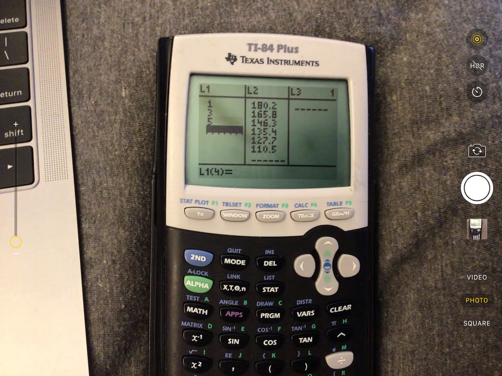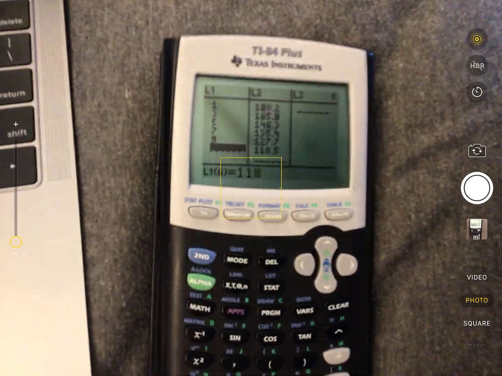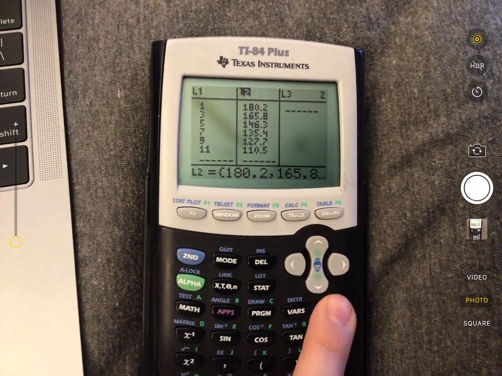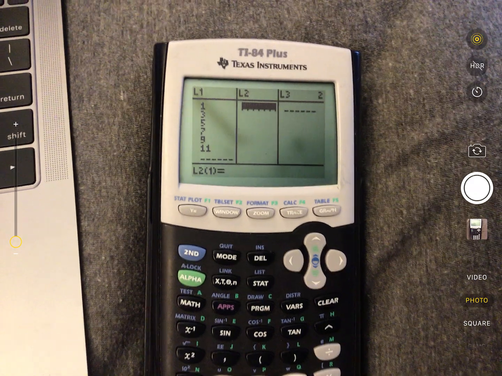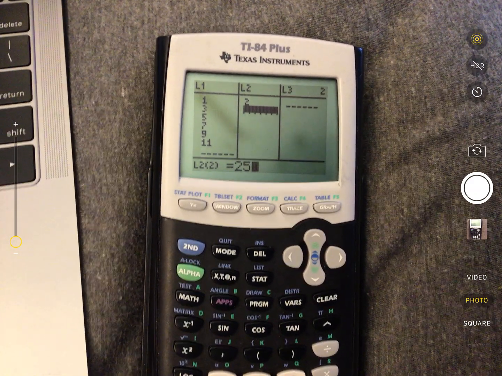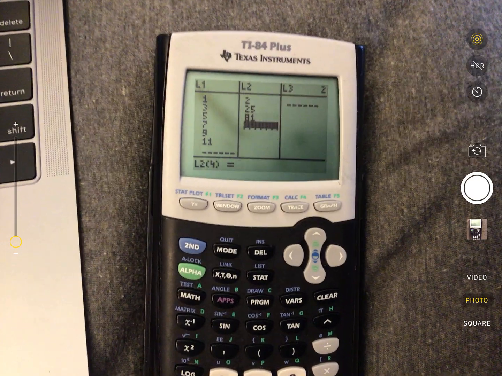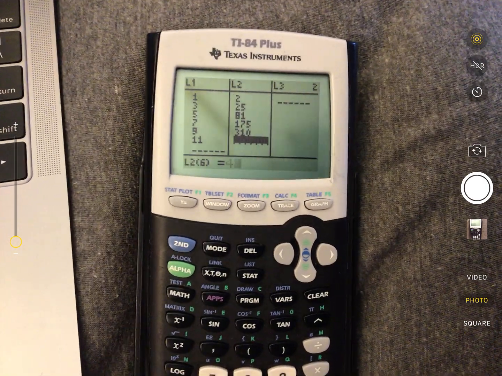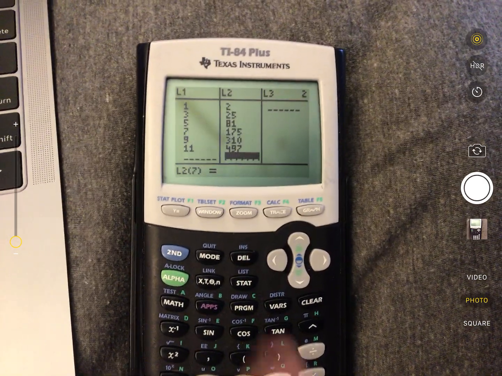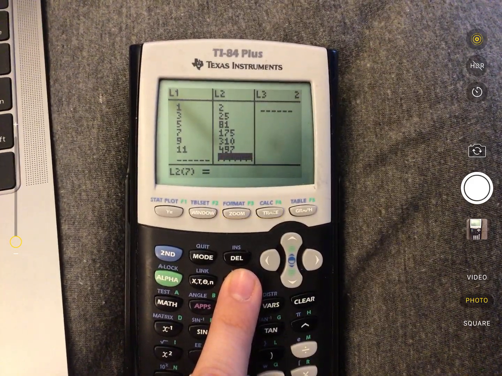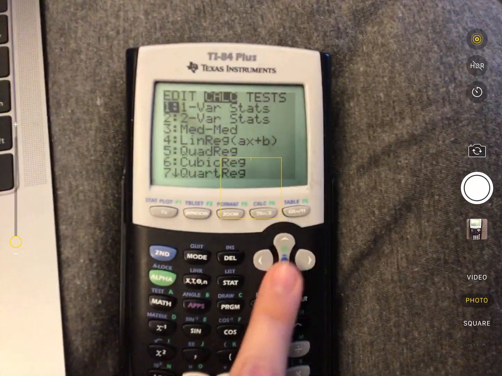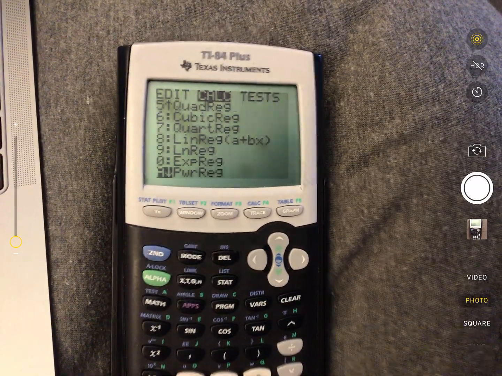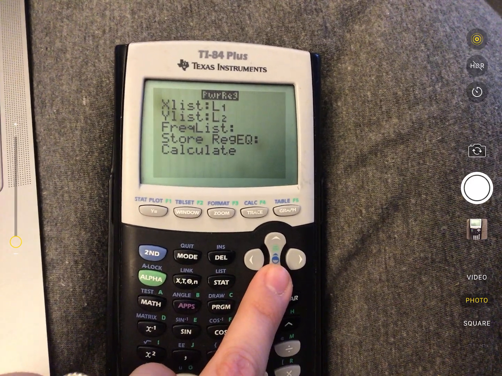So I'm typing in my minutes, 1, 3, 5, 7, 9, and 11. And then if I scroll over and go up to the top, go to L2, hit clear, enter. I'm going to type in my number of bacteria. So 2, 25, 81, 175, 310, and 497. Okay, now we're going to go to stat. We're going to go to calc, and we're going to go find power regression. Okay, choice A. So let's hit enter.